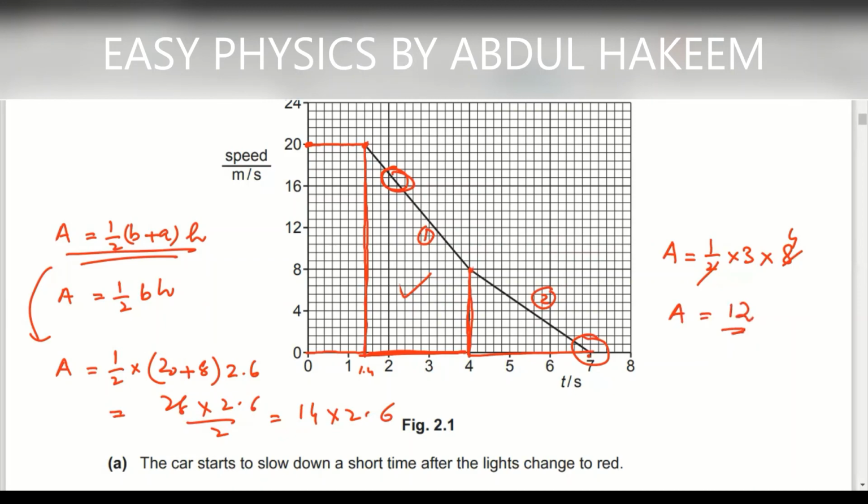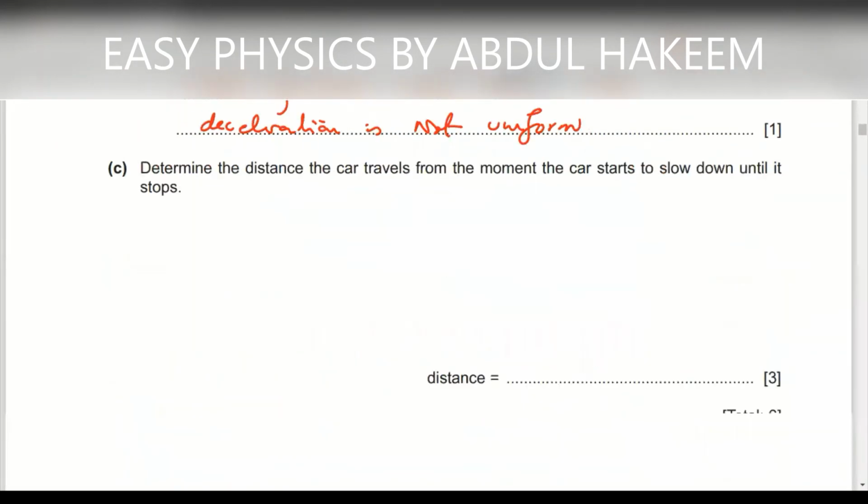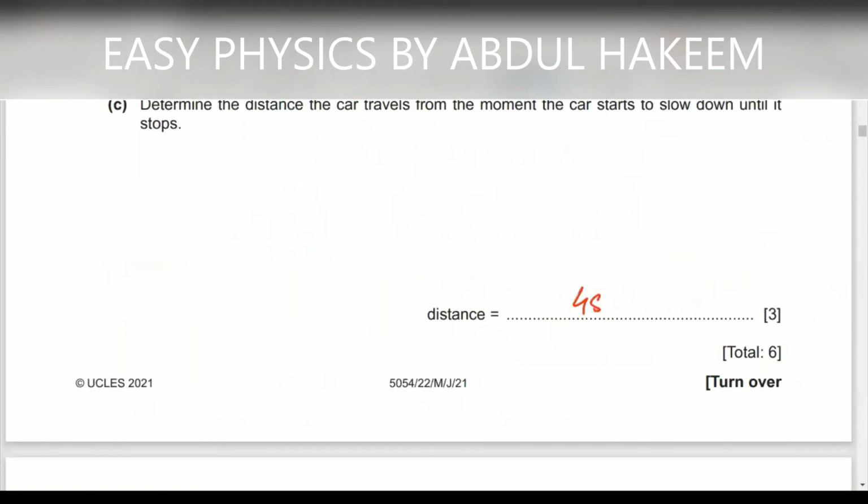Now come to this one. After calculation, 14 multiplied by 2.6, the answer is coming 36.4 meter. And the area of the triangle is this, so the distance covered is 12 meter. When both are added, the answer is coming 48.4, and it can be written as close to this answer, 48. So this is 48.4 meter, or you can write 48 meter. So this is one of the questions.